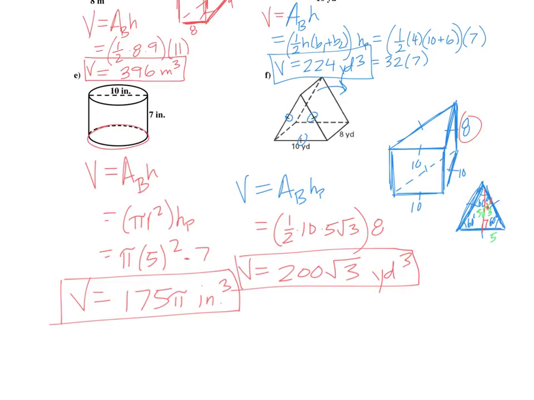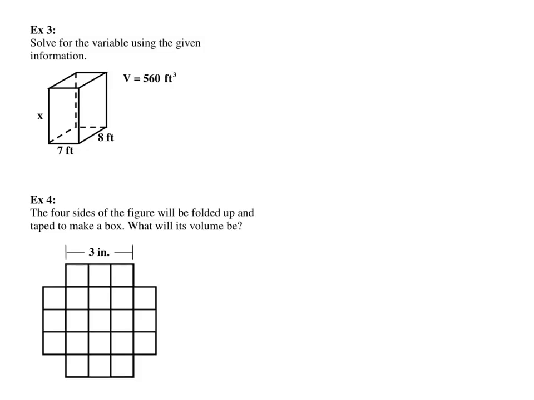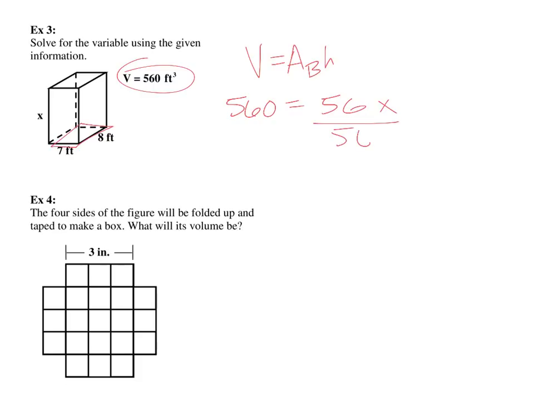All right, on to some more examples. Solve for the variable using the given information. They give you the volume in this problem. So the volume is 560, and the base is a rectangle, so it's just going to be 7 times 8, which is 56. And the height is x. So I just divide by 56, and x equals 10. That's all there is to it.